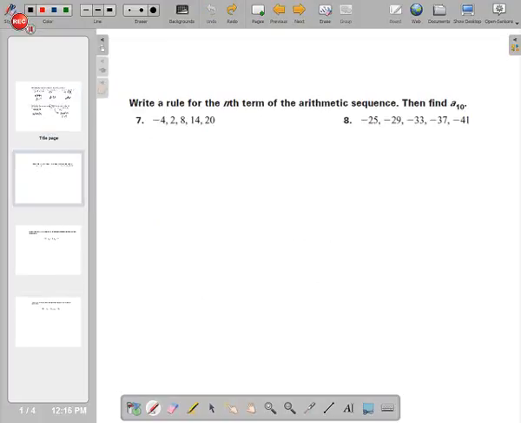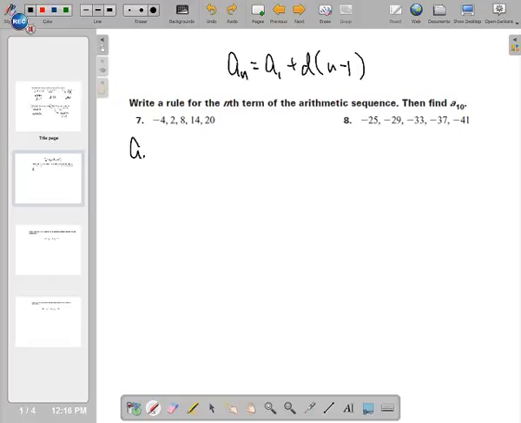So if I say write a rule for an arithmetic sequence, you need to know that an arithmetic sequence is always going to look like this. You have a sub n, so the nth term, the one you want to figure out, is the first term plus the common difference, and you always have n minus 1 to offset the fact that you don't want to apply the common difference to the very first number.